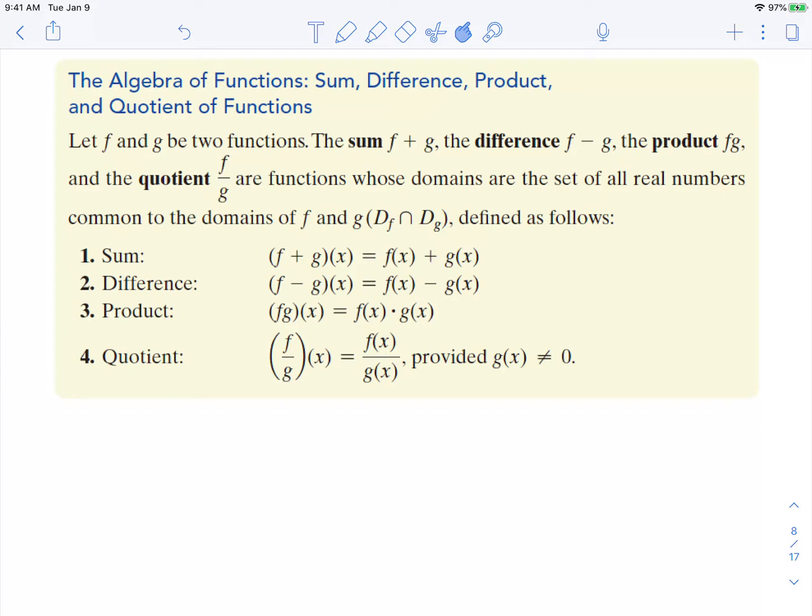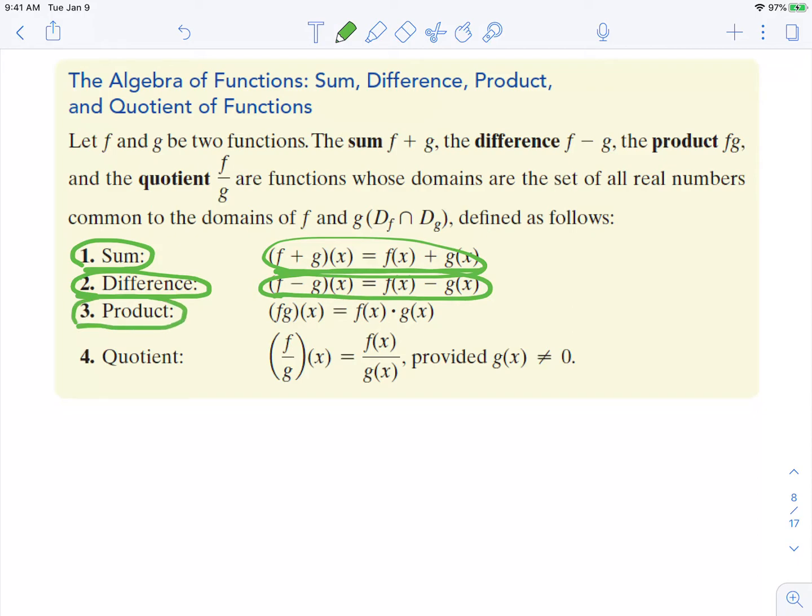All right, we're going to go ahead and add, subtract, multiply, and divide functions. So the first one is adding. So you're adding two functions together. Second is subtracting two functions. There's your notation.